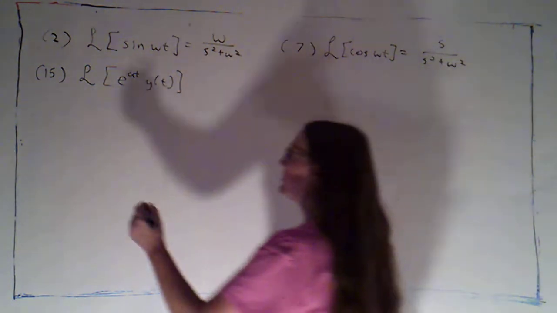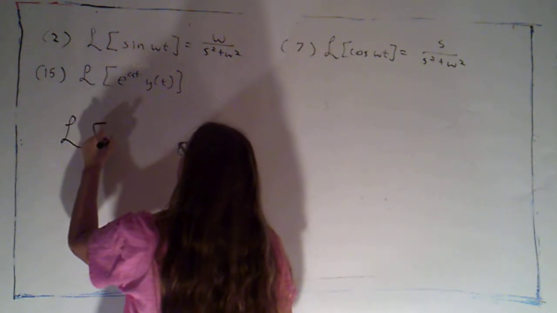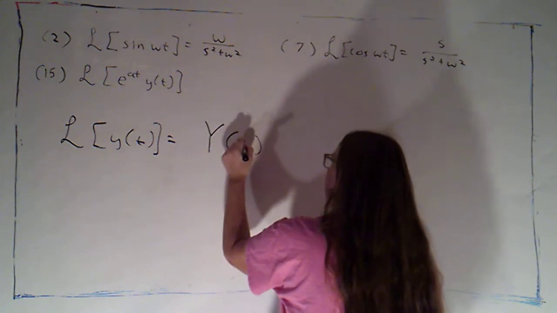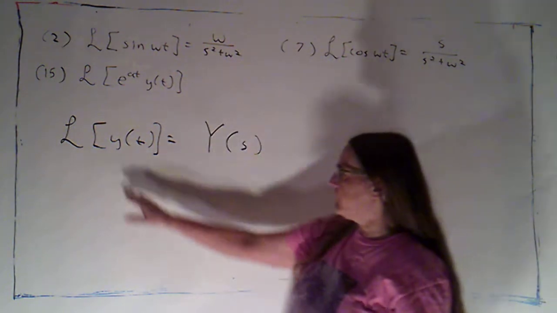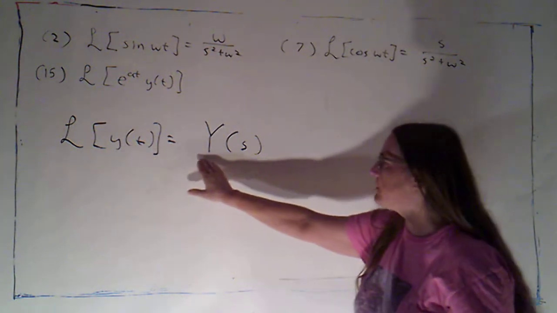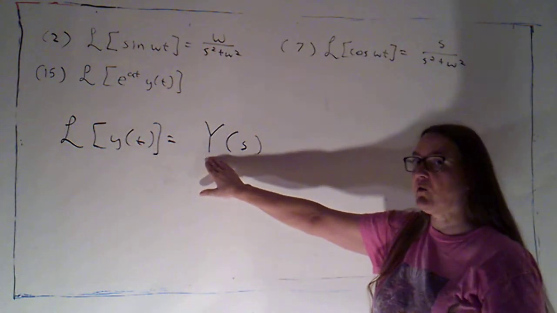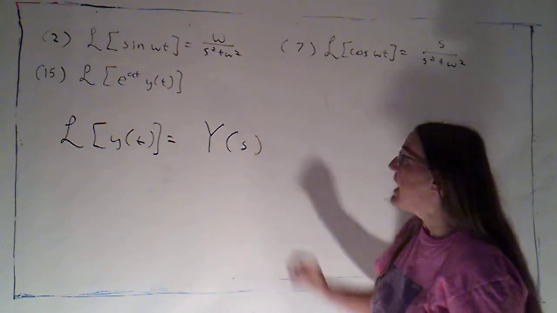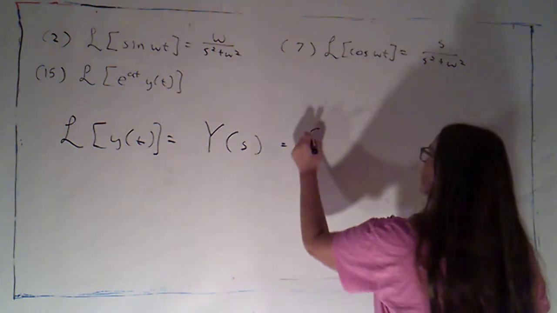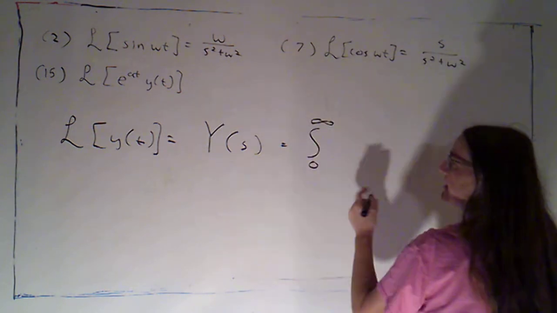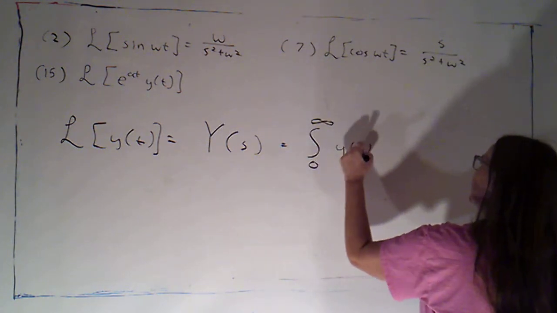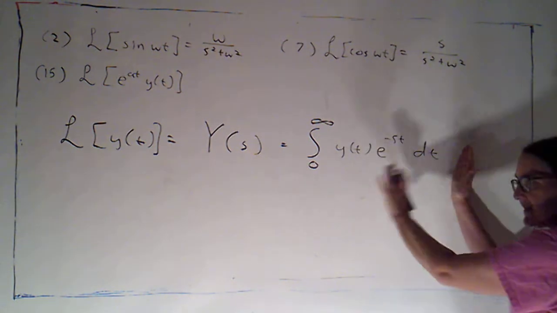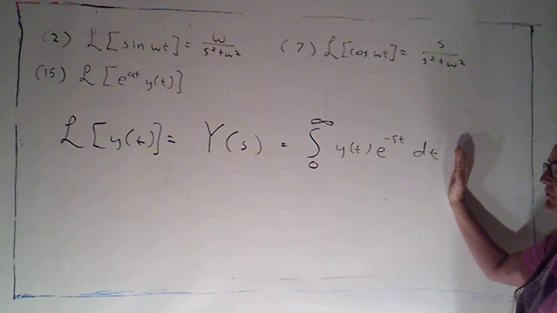So the Laplace transform of y of t, let me just remind you the notation that we usually use: if we were calling this function y, we're going to call its Laplace transform capital Y, and of course it becomes a function of s. Of course this would just be the integral from 0 to infinity of y of t times e to the negative st dt. That's just the definition of the Laplace transform.